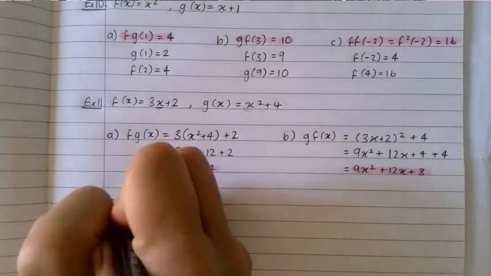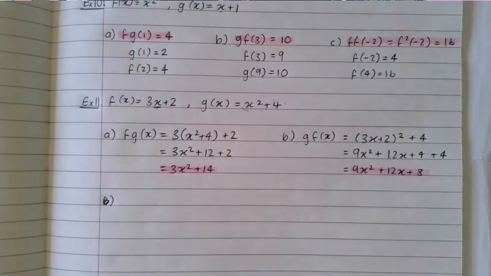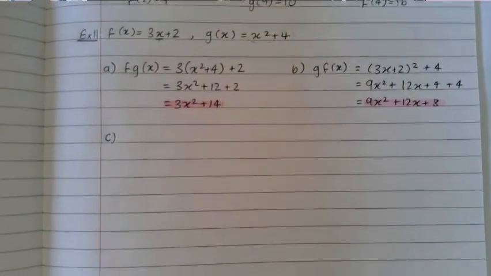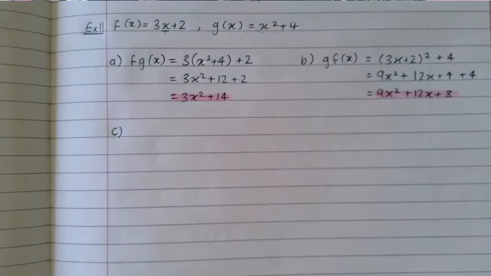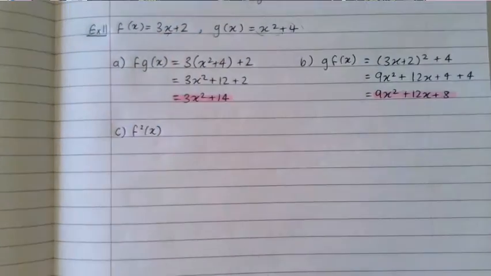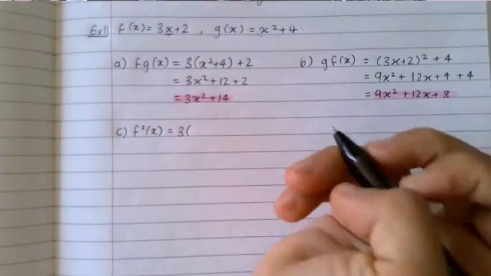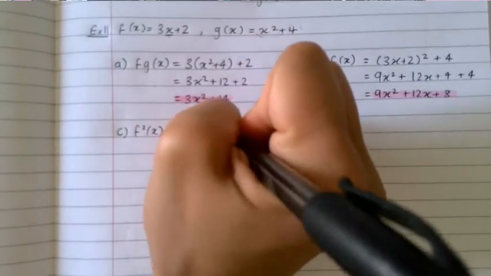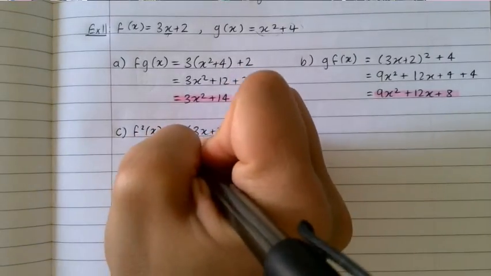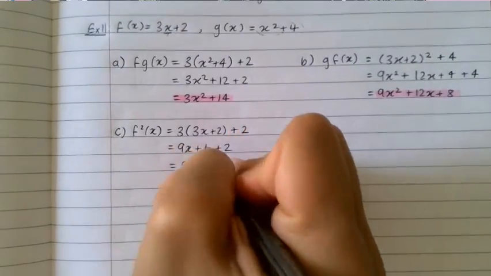And part C wants us to find the function f squared of x. So we're going to apply f twice. So that means f is 3x plus 2, but we're going to put f into that. Hopefully that makes sense. So we're going to have 9x plus 6 plus 2. So f squared of x is 9x plus 8.